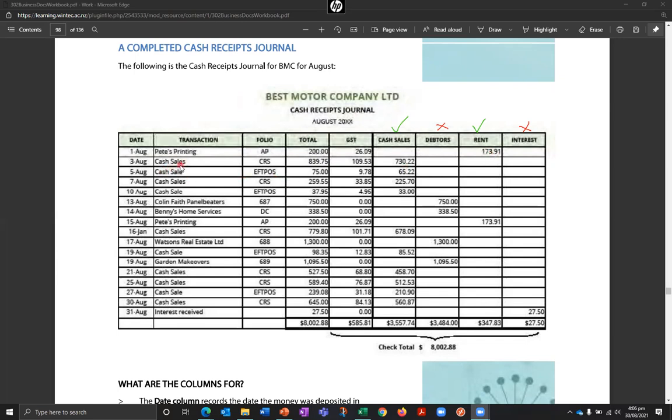Same for cash sales. We're recording that it's a cash sale. There's our total. We have to record GST, so we do the calculation. We subtract the GST from the total. We write the amount in the column. For when we don't have a GST calculation, for example, from our debtors, we don't need to do any calculation. We just write the total, write 0 in the GST, and then we just take this amount and we write it in our debtors amount.